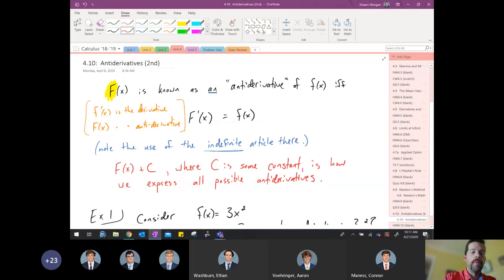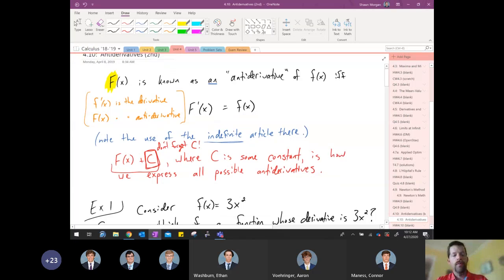So key in down here with me on this red text where we say F of x, the antiderivative, plus c, where c is some constant. That's how we're going to express all the possible antiderivatives. And this c is going to be very, very important. I'm going to plant the seed right now in your minds: don't forget c. Okay? Don't forget c. Later on, we'll call it our constant of integration, but that's putting the cart before the horse.